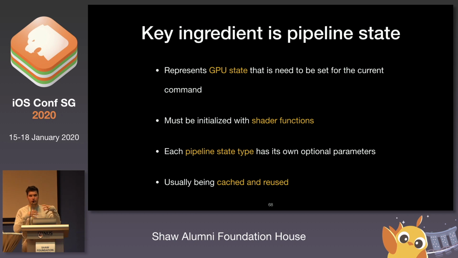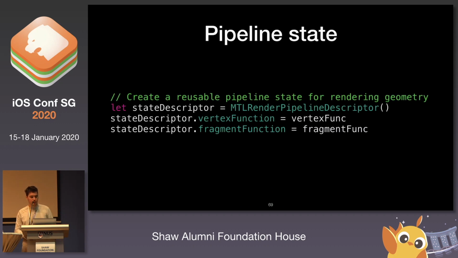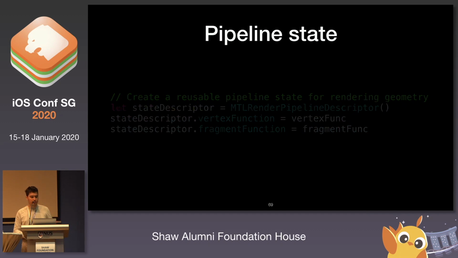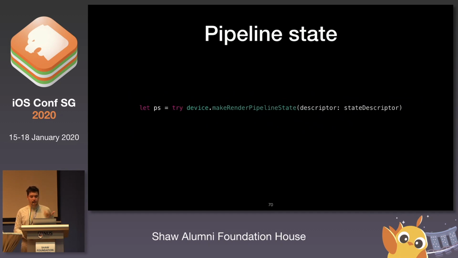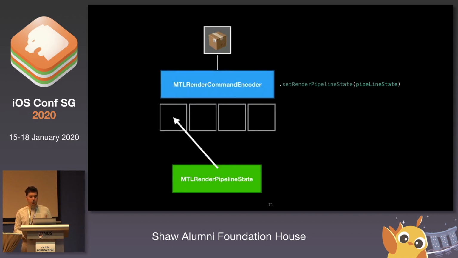Usually, you create the pipeline state once in the initialization stage of your app and save it for later reuse. In order to create that, you create a descriptor and assign the vertex function and fragment function for the render state that you can obtain from the library. And then you just ask the device to compose the pipeline state for you and store it somewhere, usually in a property. Once you get it, you put it in the first slot by calling set rendering pipeline state, and this is just the first ingredient that we'll need.